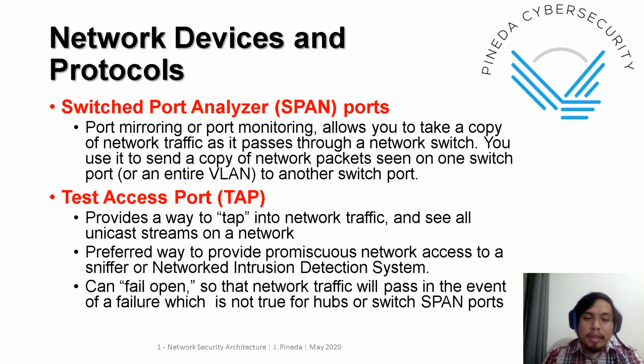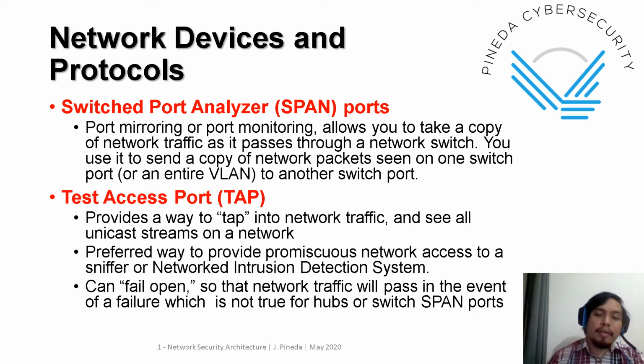So you use it to send a copy of network packets in on one switch port or an entire VLAN to another switch port. Okay. Another way is to use a tap. It provides a way to tap into network traffic and see all unicast streams on a network. So this is a preferred way to provide promiscuous network access to a sniffer or network intrusion detection system.